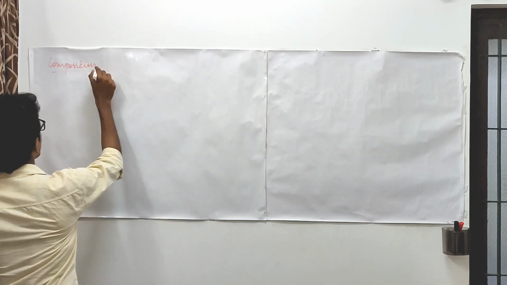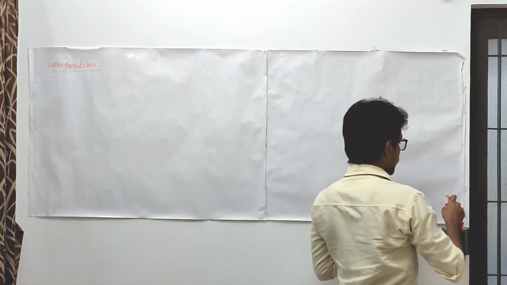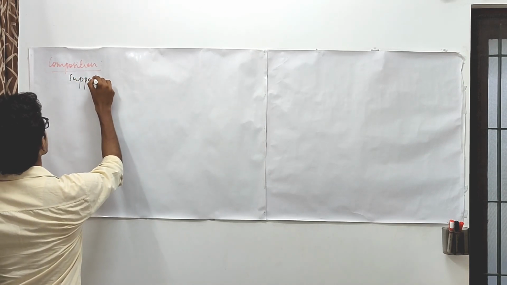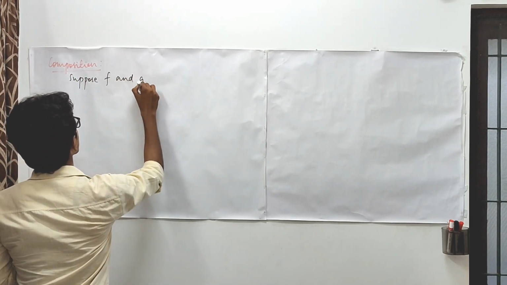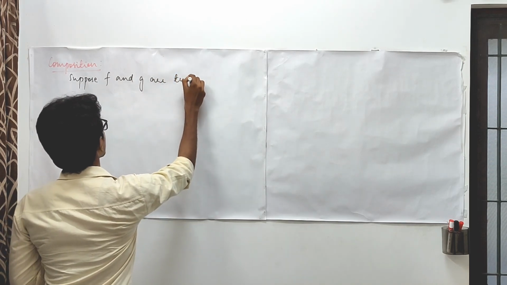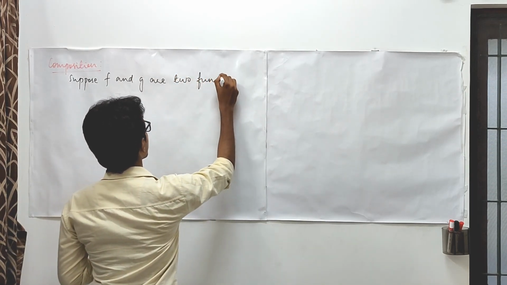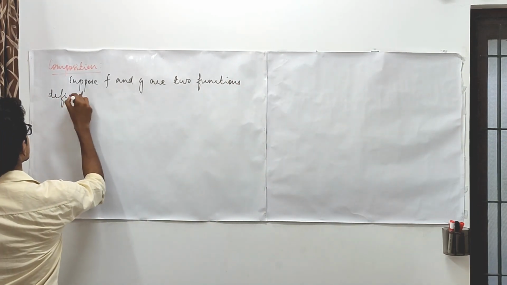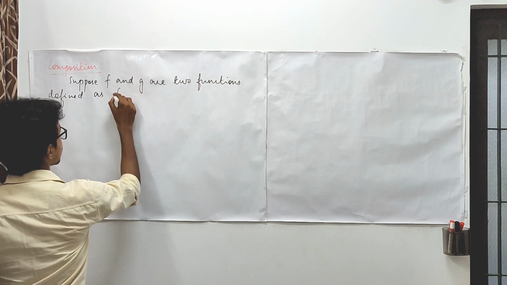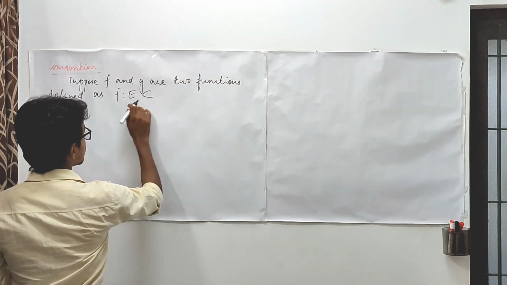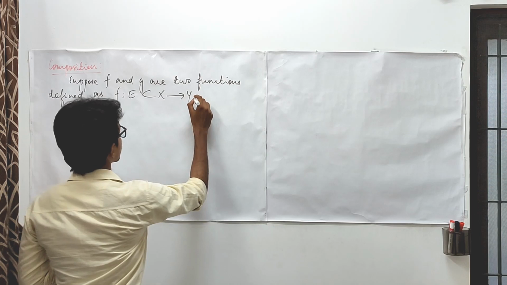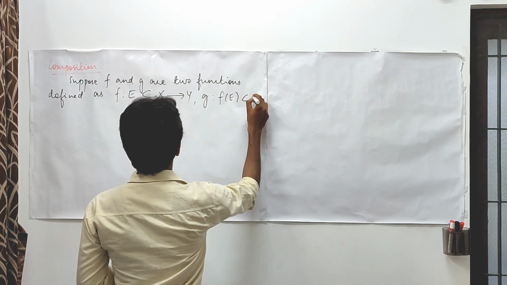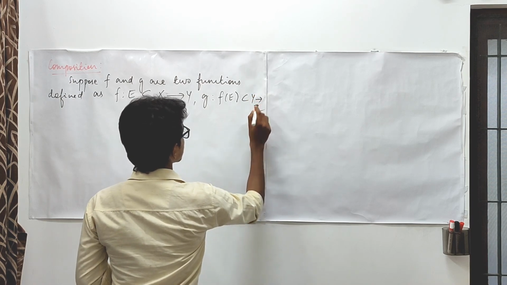What do we mean by composition of functions? Suppose we have two functions, f and g, defined as follows: f is defined from a subset E of X to Y, and g is a function that is defined from f of E, a subset of Y, to Z.